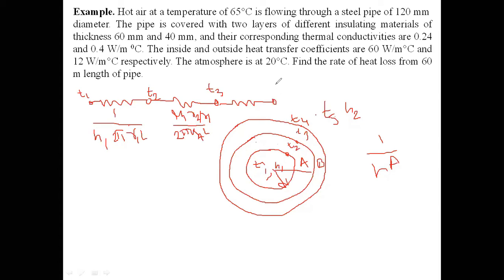Okay, so T3 to T4. This is also the same. Then this will be R2, and this is R3. So ln R3 by R2 divided by twice pi KB into L. I wrote it small.